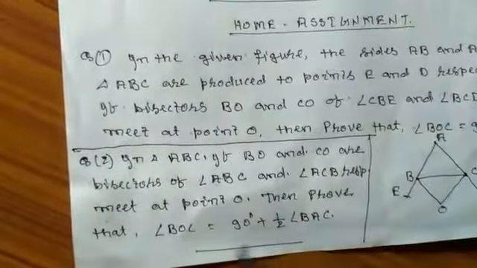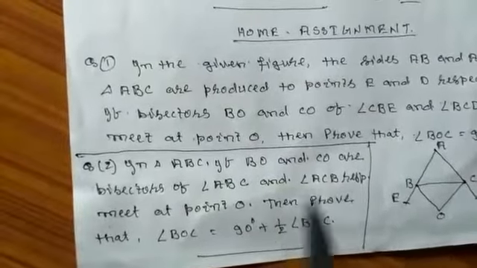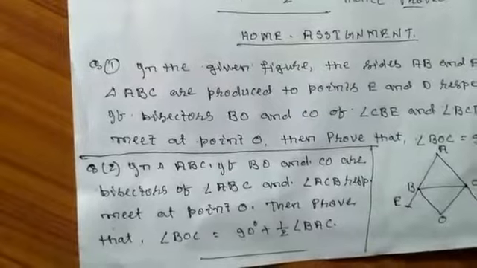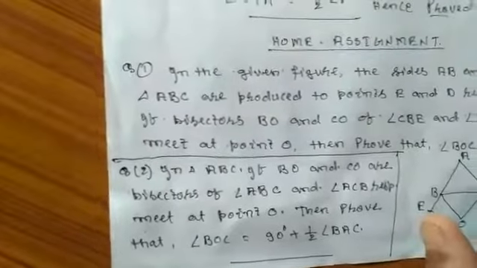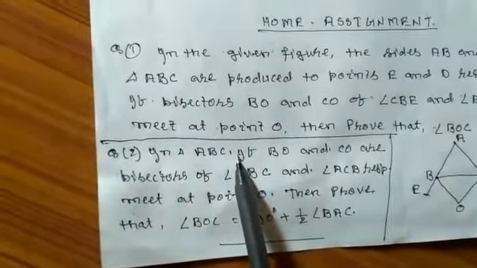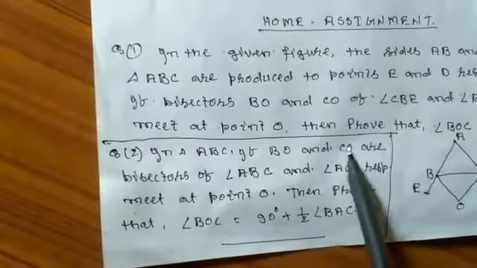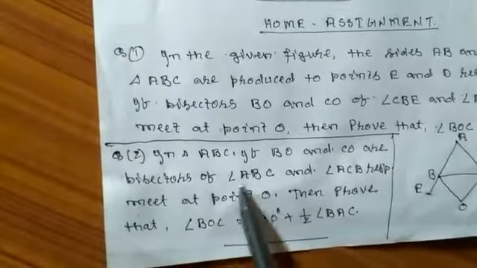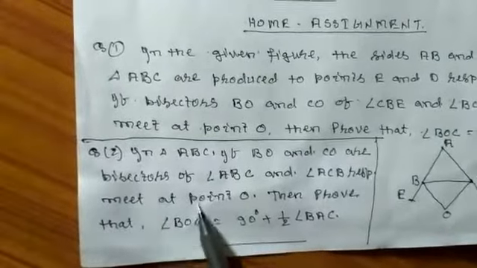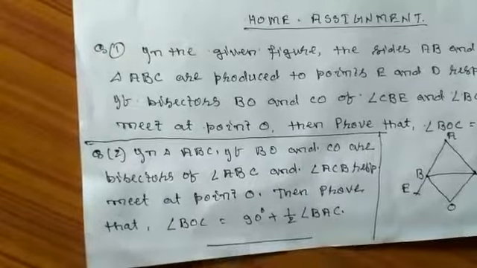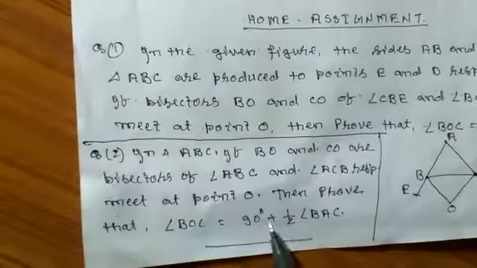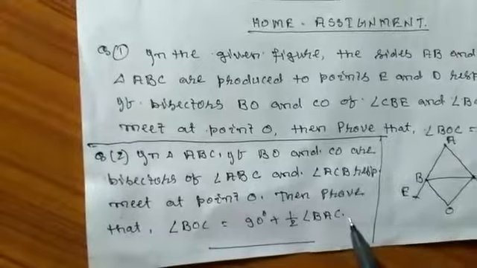And the second question is also similar to it, but there is a little difference. The figure for this question you have to draw yourself; I am not providing the figure. So the second question is: in triangle ABC, if BO and CO are bisectors of angle ABC and angle ACB respectively, meeting at point O, then prove that angle BOC equals 90 degrees plus half of angle BAC.